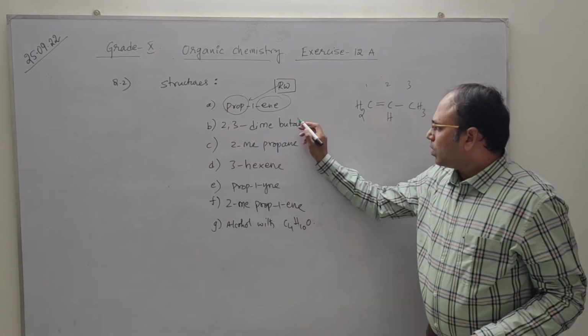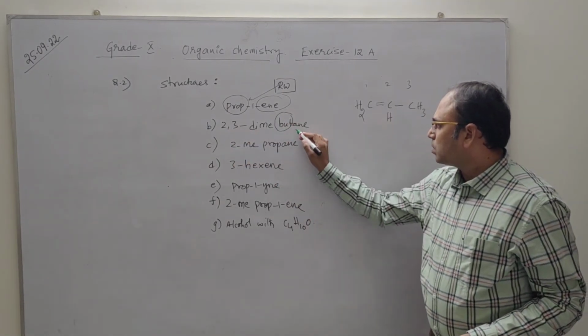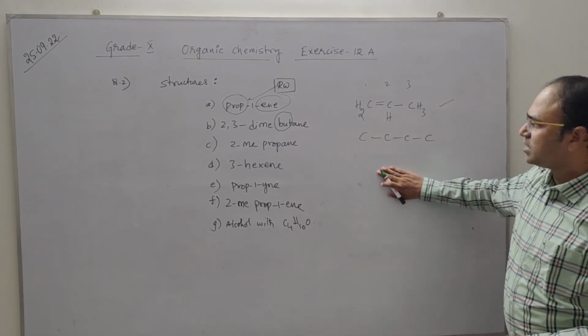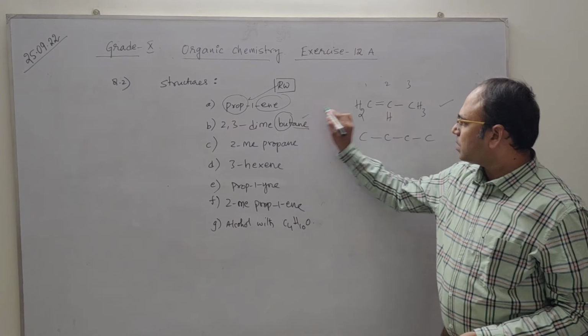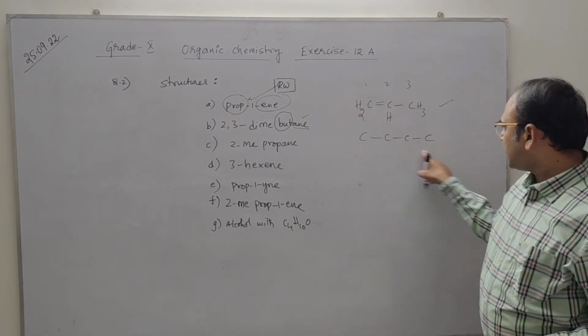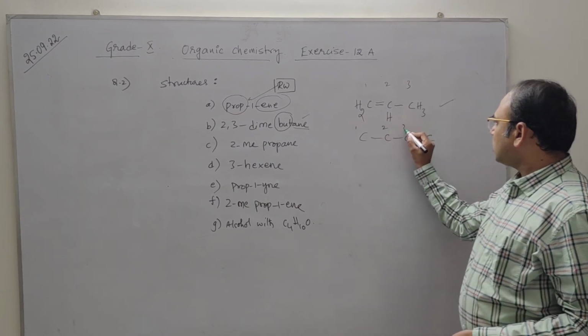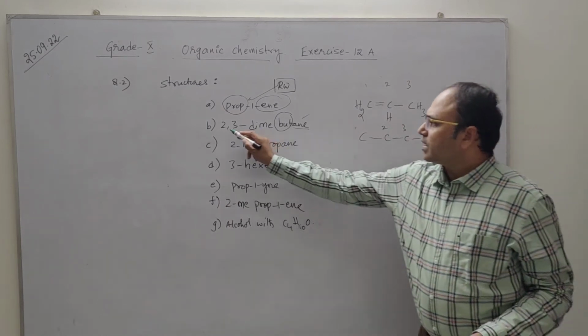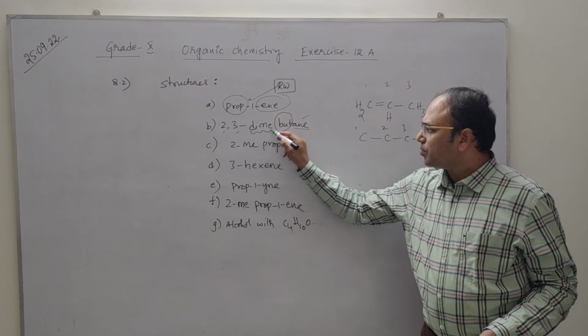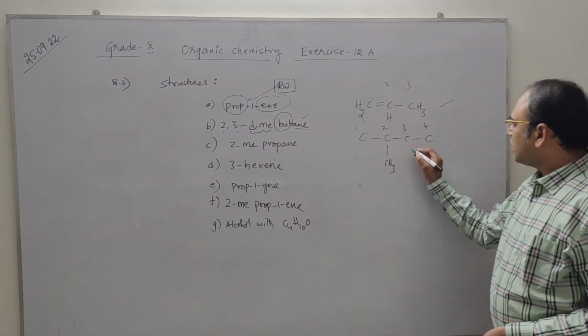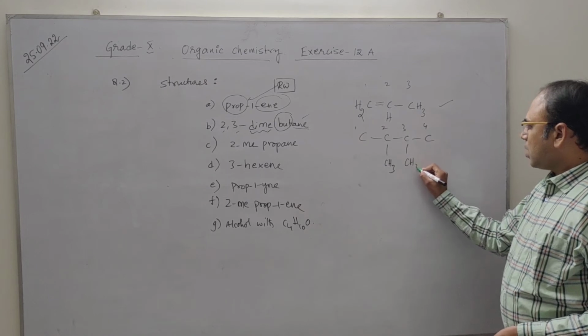Second one, what is the root word here? But. So write 4 carbons with single bonds first. Now ANE means single, so we have already written single bonds. Next, give numbering left to right, 1, 2, 3, 4. And at the second and third positions you are having a methyl group. So second position methyl, third position also methyl.